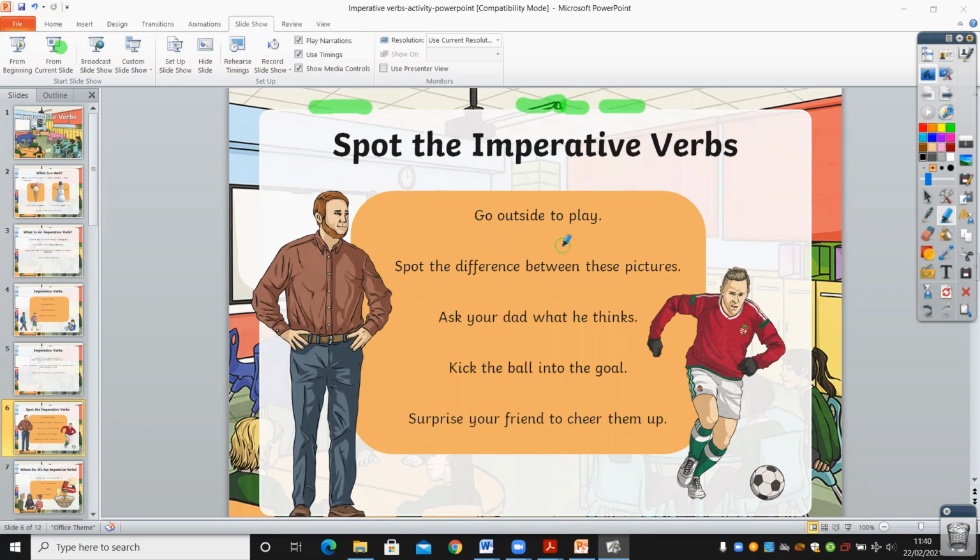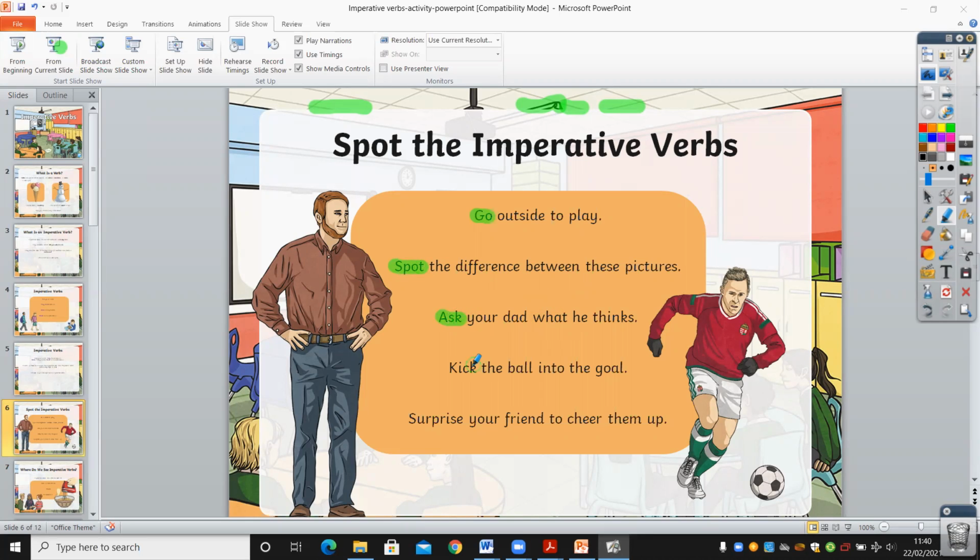Okay, children. So, go outside to play. Can you spot the verb in that sentence? Very good. Go is the verb in that sentence. Spot the difference between these pictures. Where is the imperative verb? Very good. Spot. Lovely. Ask your dad what he thinks. Where is the imperative verb or the bossy verb? Super. Ask would be the bossy or the imperative verb.